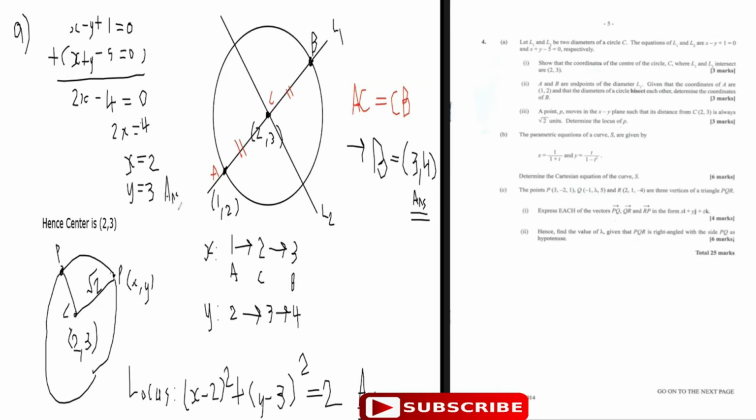Now let's look at the next part of it. The next part should be parametric and vectors. So let's see. They tell us that the parametric equation is given by x is equal to 1 over 1 plus t, and they tell us that y is equal to t over 1 minus t squared.